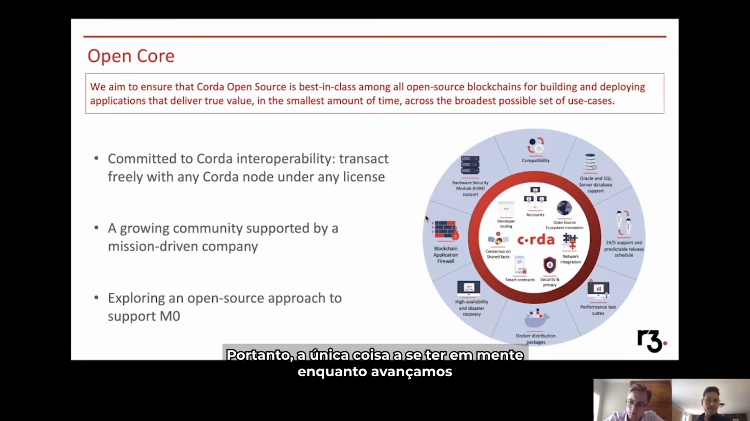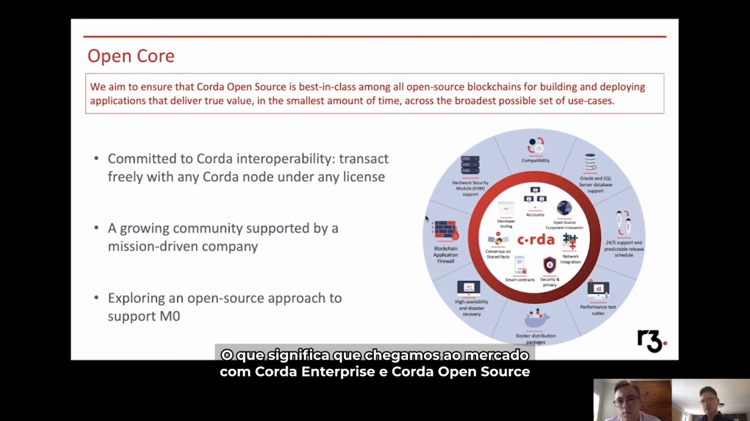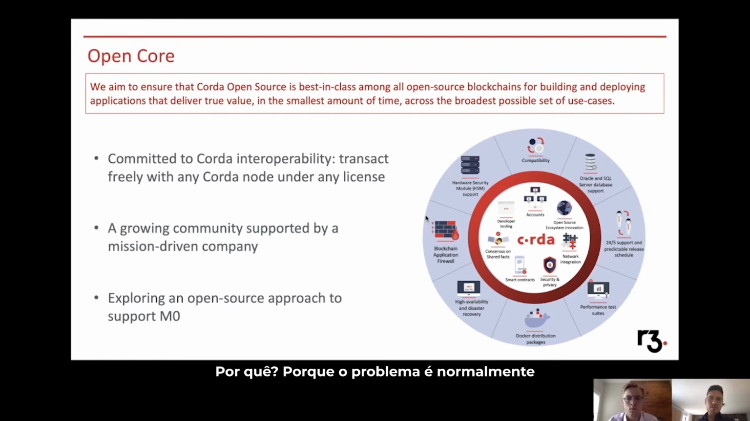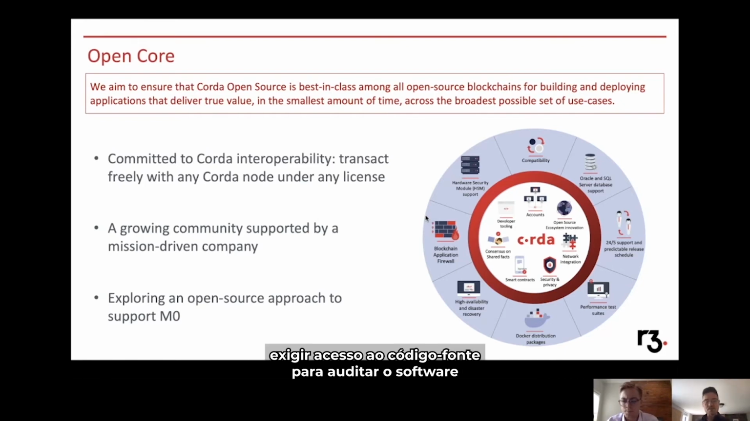So the one thing to keep in mind as we move towards production of CBDCs is R3 will be following an open core strategy, meaning that today we've come to market with Corda Enterprise and Corda open source. But as we move towards the issuance of CBDCs and stablecoins, an open core strategy becomes important. Why? Because the issuers typically will require access to the source code to be able to actually audit the software that issues their currency. So our open core strategy will ensure that within the open core itself, we'll be able to support the entire life cycle of the asset from definition to issuance to transfer, transact, redeem, and destruction. So pretty exciting to see that launch as well.